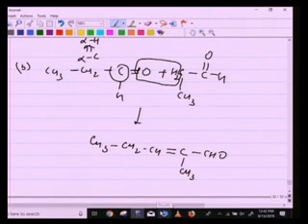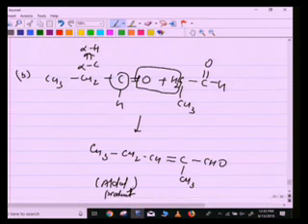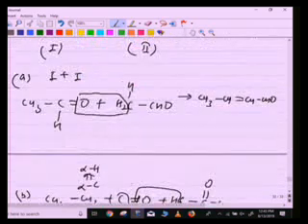Okay, so this is the product. Again, this is also the aldol product. The previous one was also the aldol product.